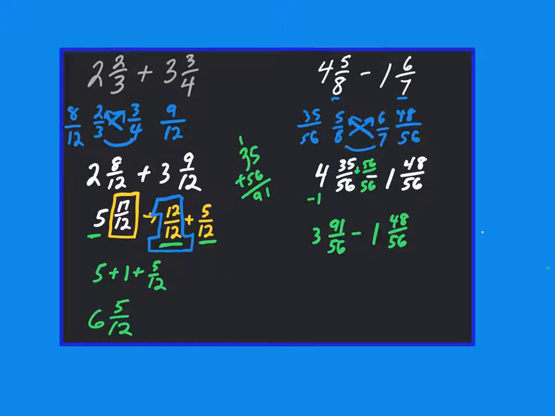We can subtract our whole numbers, which gives us 2. And then we have 91 minus 48. A little borrowing here. And we get 43 over 56. It was a lot of work, but that is our answer there. So we get 2 and 43/56. The key to success whenever you're adding or subtracting mixed numbers is common denominators. It's a must. And then with subtraction, you also have to make sure that you borrow properly. Hope this helps.